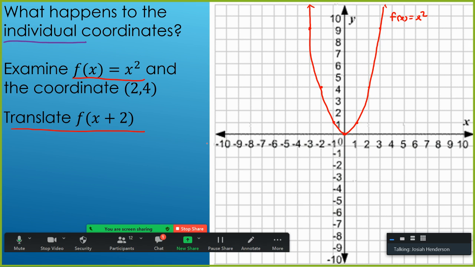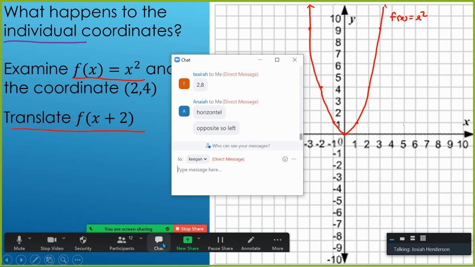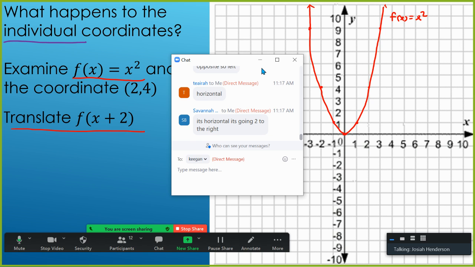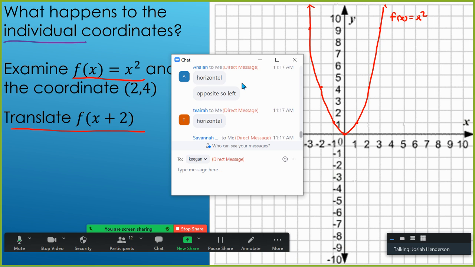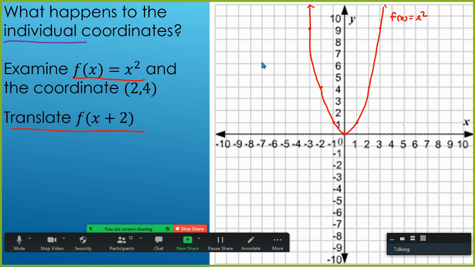It's in the parentheses. So that is telling us everything we need to know. I see a couple comments. I love you guys when you try like this. This is terrific. Let's see what you're saying. Anaya, thank you. Antira, awesome. Yeah, it's horizontal, Savannah. And Anaya pointed out opposite when it's in the parentheses. So all three of you, high fives.